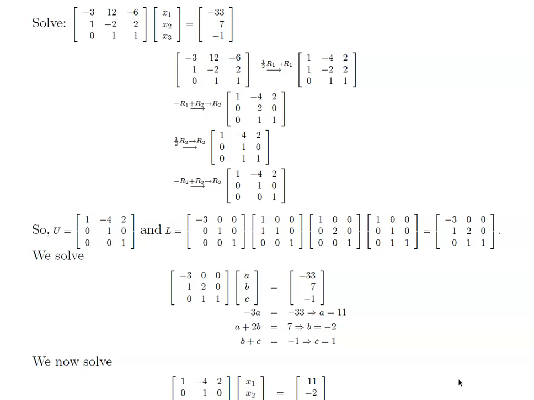And again, if you take the lower times the upper, you should get the matrix that you started with. So if you take this L and multiply it by this U, you should get the matrix that we started with.